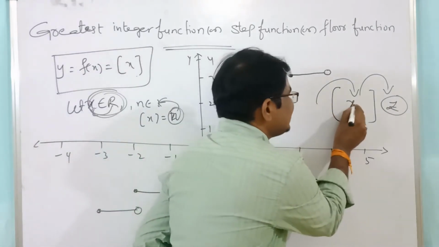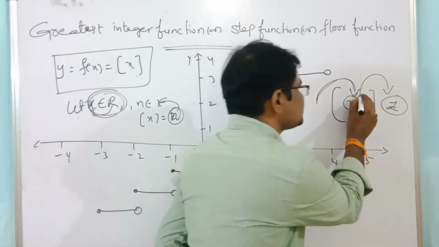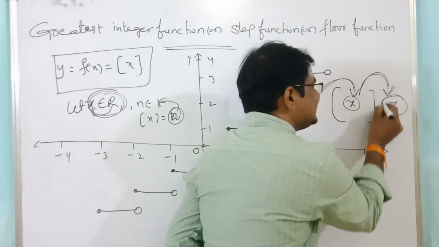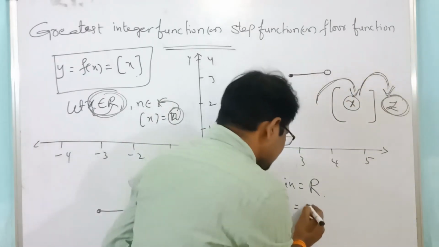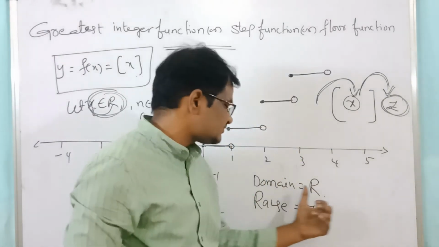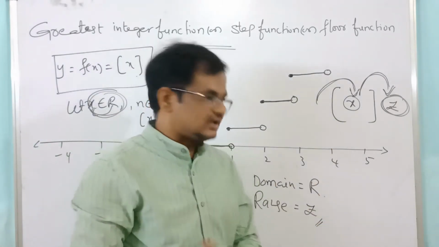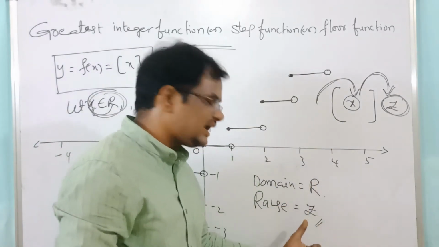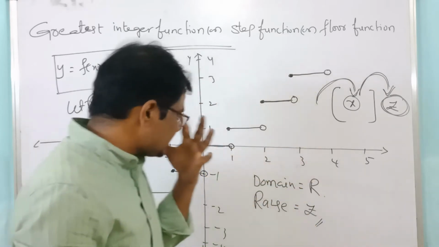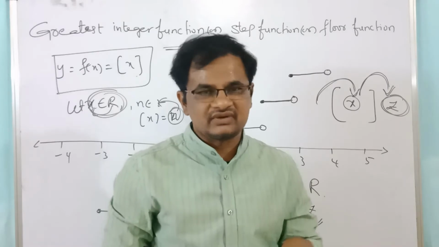It means that in place of x, whatever input from the real numbers you substitute, what output will you get? Integer only. So that's why the range is integers. So the domain of the greatest integer function is real numbers, and the range of the greatest integer function is integers. This is about the domain and the range of the greatest integer function.